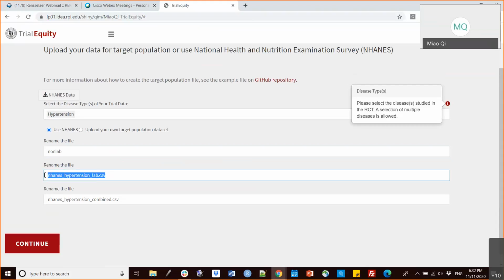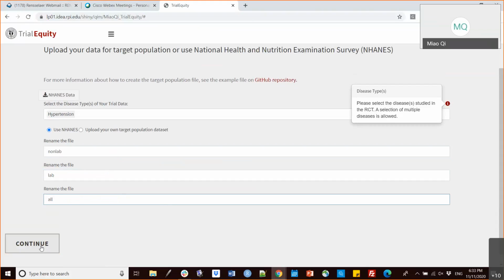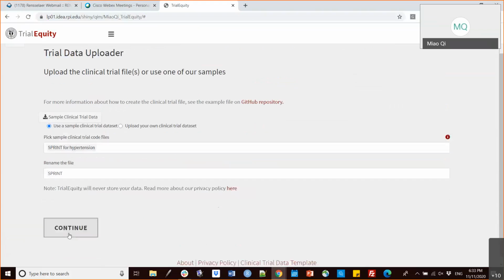And the second one is for you to estimate the population data using only the lab results factors. So this one is called the lab. And the final one is if you contain both categories of factors. So I can call it all, and then it will remember your renamed files.